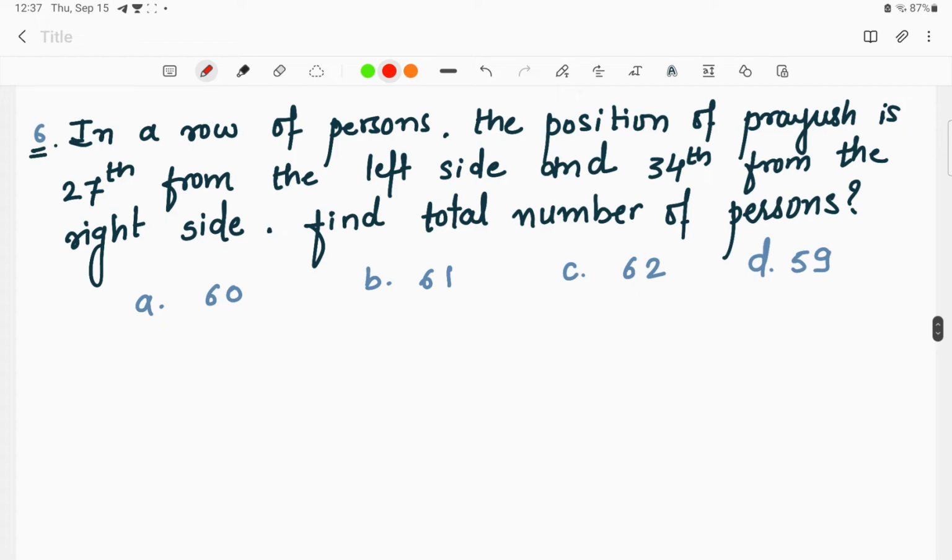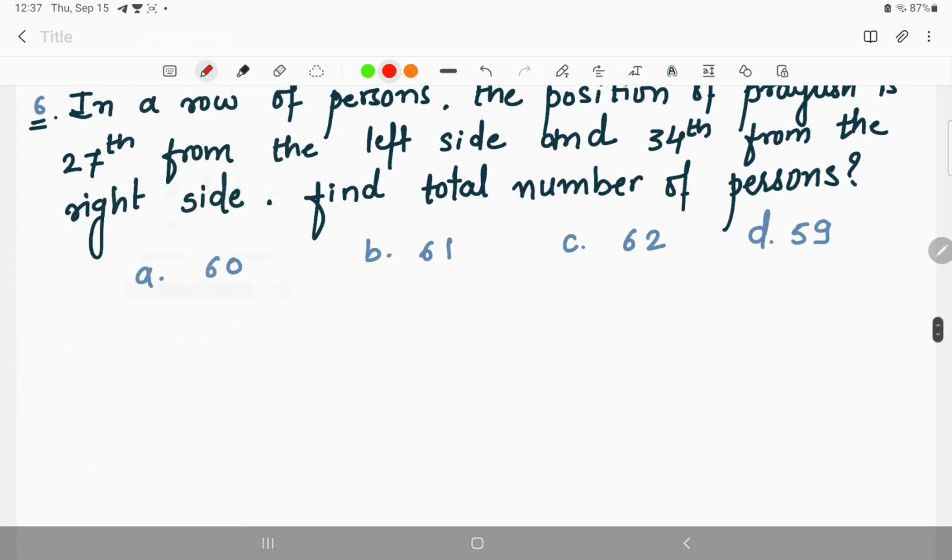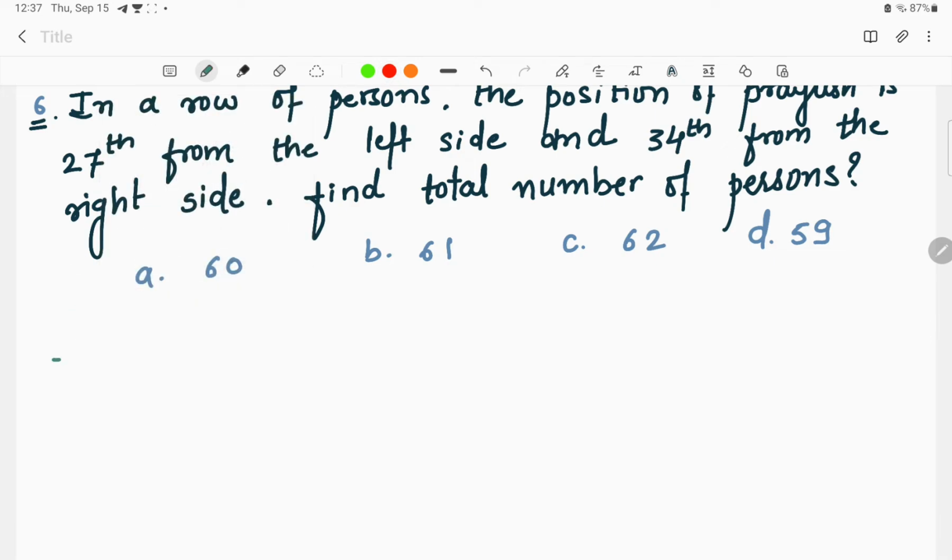In a row of persons, the position of Prayush is 27th from the left side and 34th from the right side. We have to find the total number of persons here, right? So for this solution, the very first thing is to change the pen color.